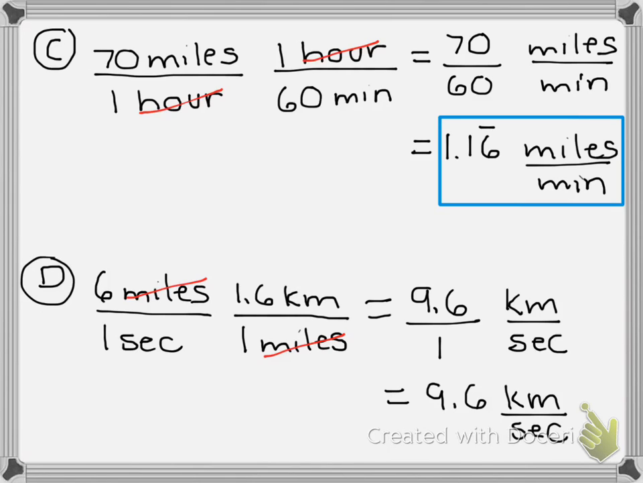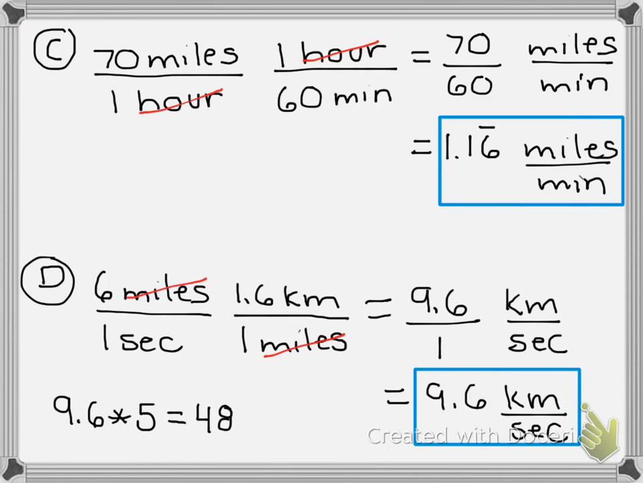Now that only answers the first part of the question. To answer the second part of the question, which asks how many kilometers will Saturn travel in 5 seconds, we need to multiply 9.6 by 5. And that leaves us with 48 kilometers.